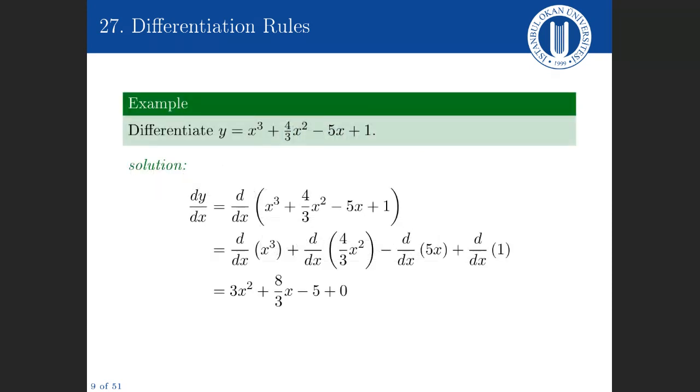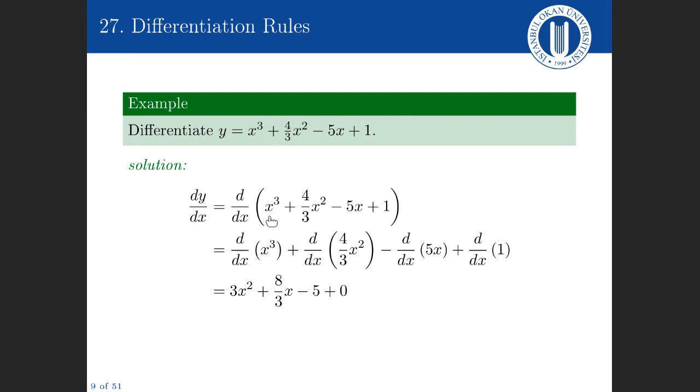For example, differentiate y is equal to x cubed plus 4 over 3 x squared minus 5x plus 1. What do we have? We have x to the power n, another x to the power n, another x to the power n. We also have a number, and the minus sign we consider to be a number because minus is the same as minus 1.